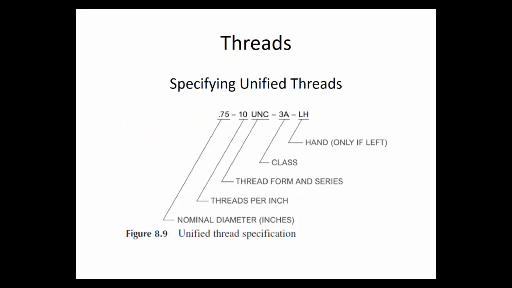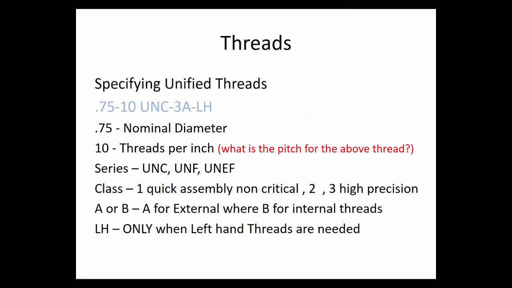Imperial or inch threads are specified based on their nominal diameter, threads per inch, thread series, class, and if necessary, left hand. Review this thread specification so that you can understand each bit of the note. This is what you would include on your drawing when specifying a threaded hole or threaded shaft.